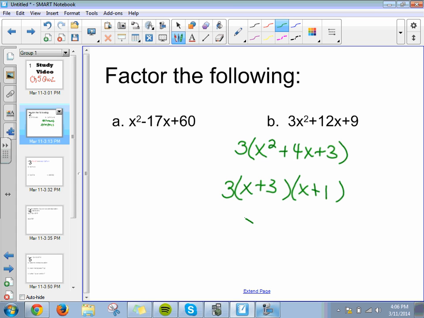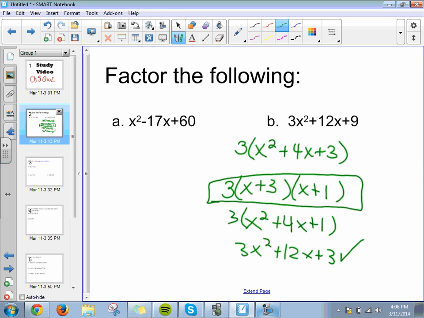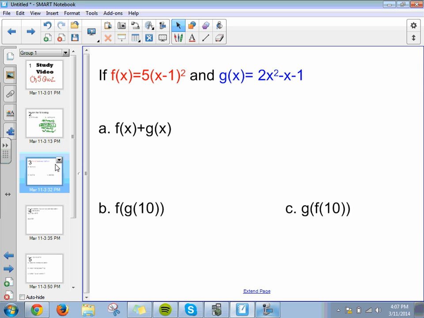When we do that, we'll get our x squared plus 4x plus 3 times 3, which is 3x squared plus 12x plus 9. All checks out. So our final answer, you'll need to have that 3 out in front: 3 times the quantity x plus 3 times the quantity x plus 1.